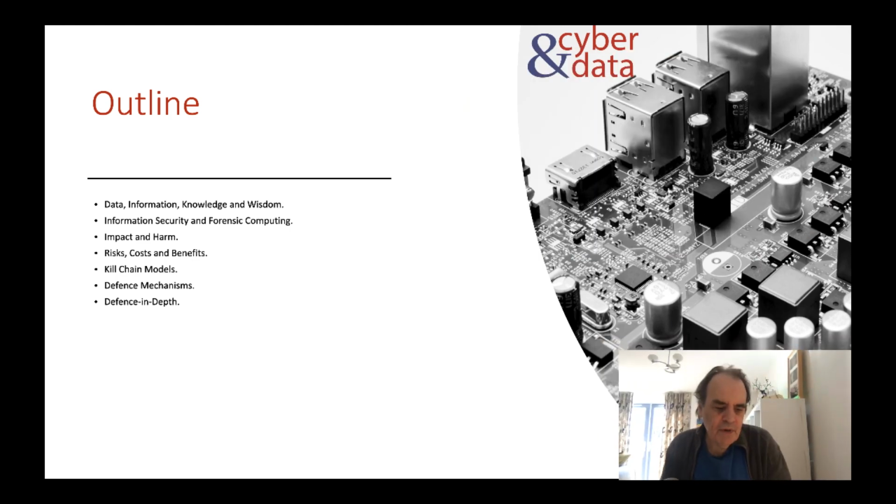Okay, so we'll look at a basic model of data, information, knowledge and wisdom, and then we'll try to understand how we might use data within a security and forensic computing environment. Then an important aspect of this is understanding the risks, costs and benefits, and we'll look at the basic kill chain model that's often used for defence, understanding adversarial attacks, and then some key techniques such as defence mechanisms and defence in depth.